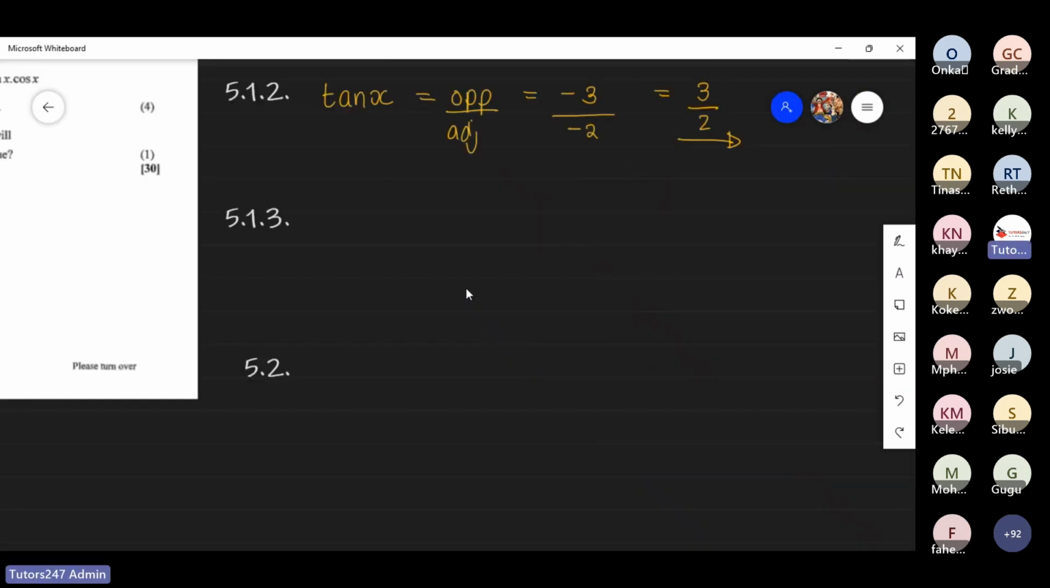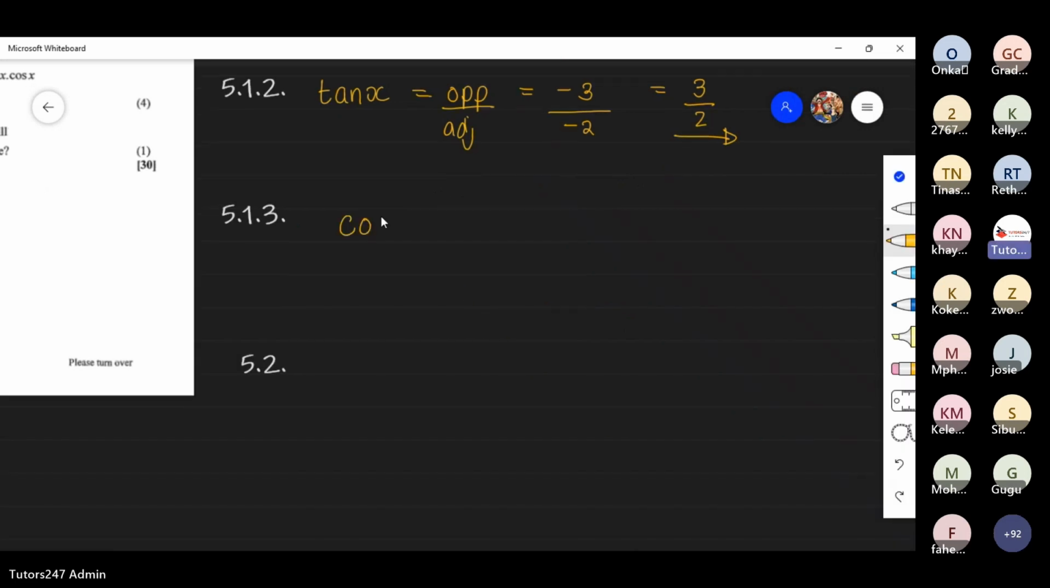So we've got 5.1.3, cos of 180 plus x. We ask ourselves, what quadrant is that in? We know that 180 plus x refers to quadrant 3. Next, we ask ourselves, is cos positive or negative within quadrant 3? And we know that cos is negative within quadrant 3. So that is then going to be negative cos x.